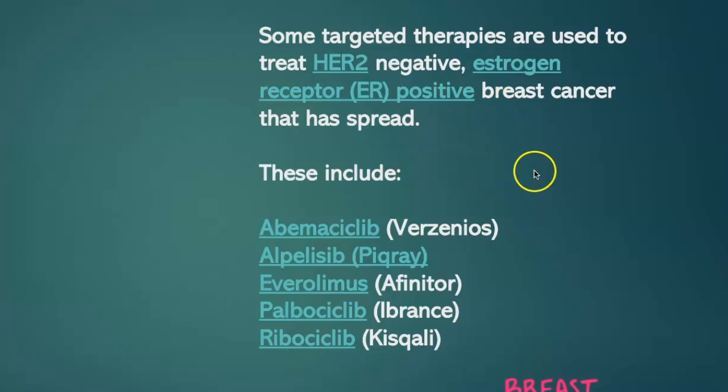And the drugs include abemaciclib, and that is Verzenio, alpelisib, Piqray, everolimus, Afinitor, palbociclib, sorry about that, Ibrance, and ribociclib, which is Kisqali. These are a newer class of drugs that are used for invasive breast cancer.